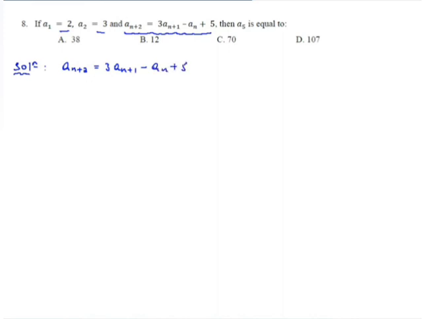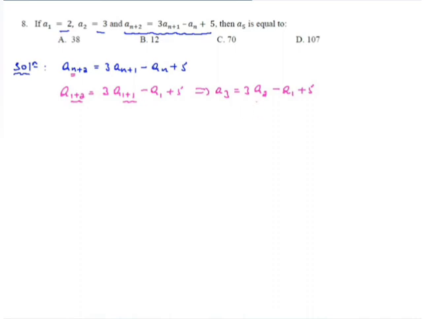Now if I make n equal to 1, what do we get? A(1+2), that means the third term, is equal to 3 times A2 minus A1 plus 5. The third term is equal to 3 times the second term minus the first term plus 5. This is not arithmetic, it is a general sequence.